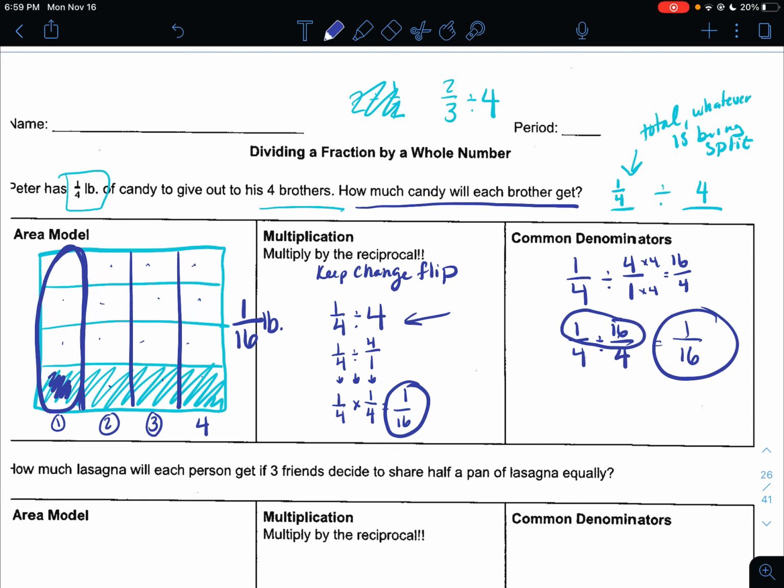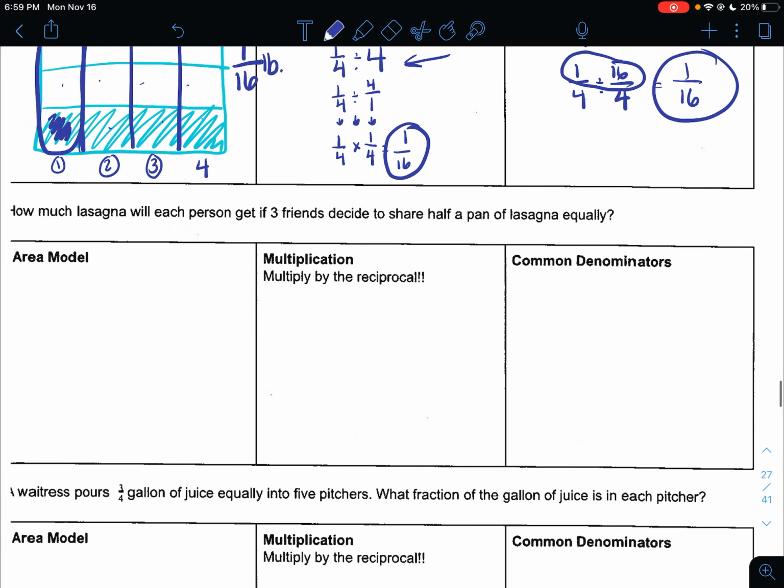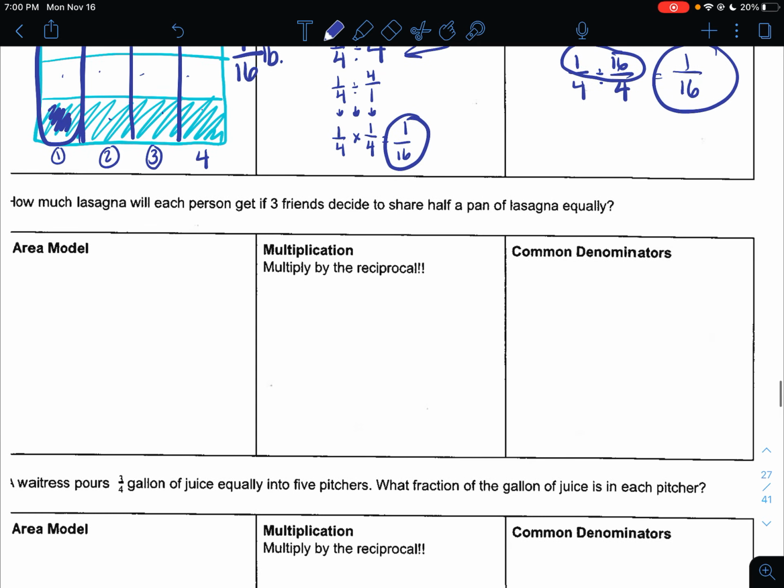So pause the video to copy that down if you don't have it down with me. But I'm going to keep on moving on. Try not to make these videos long. I'm sorry. I just love showing you examples.